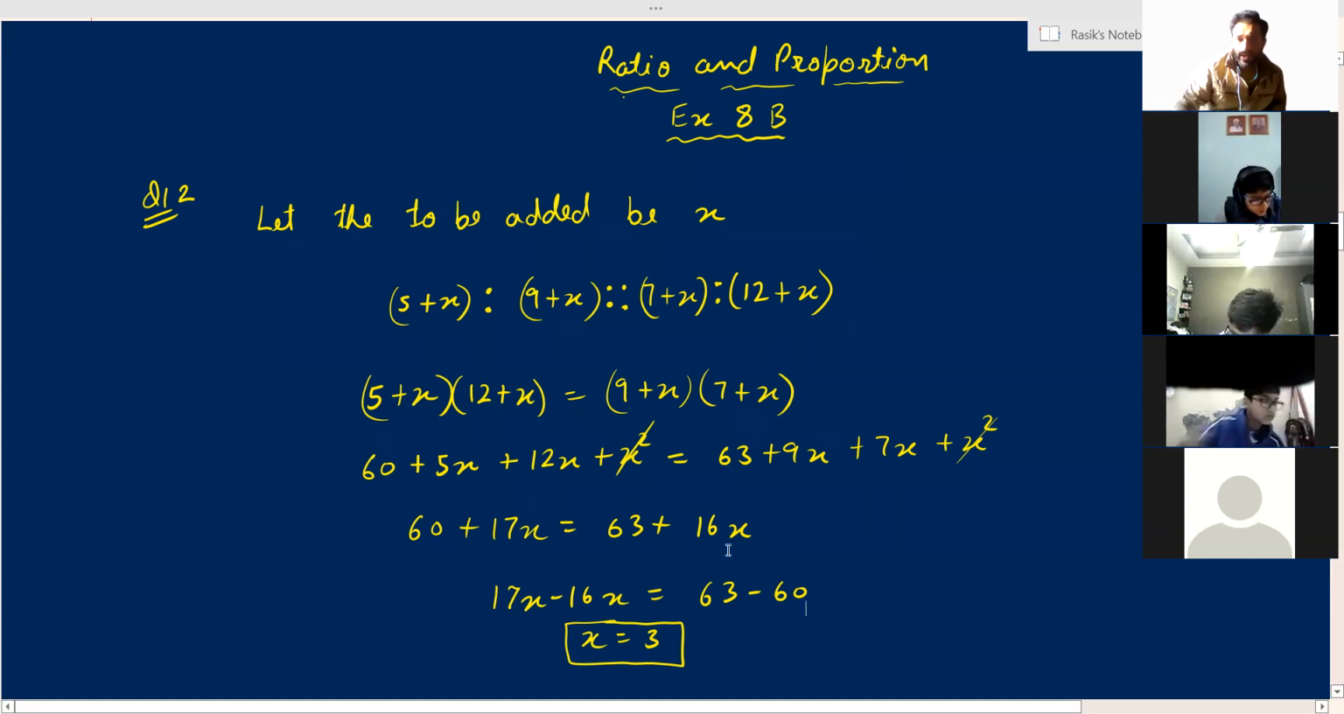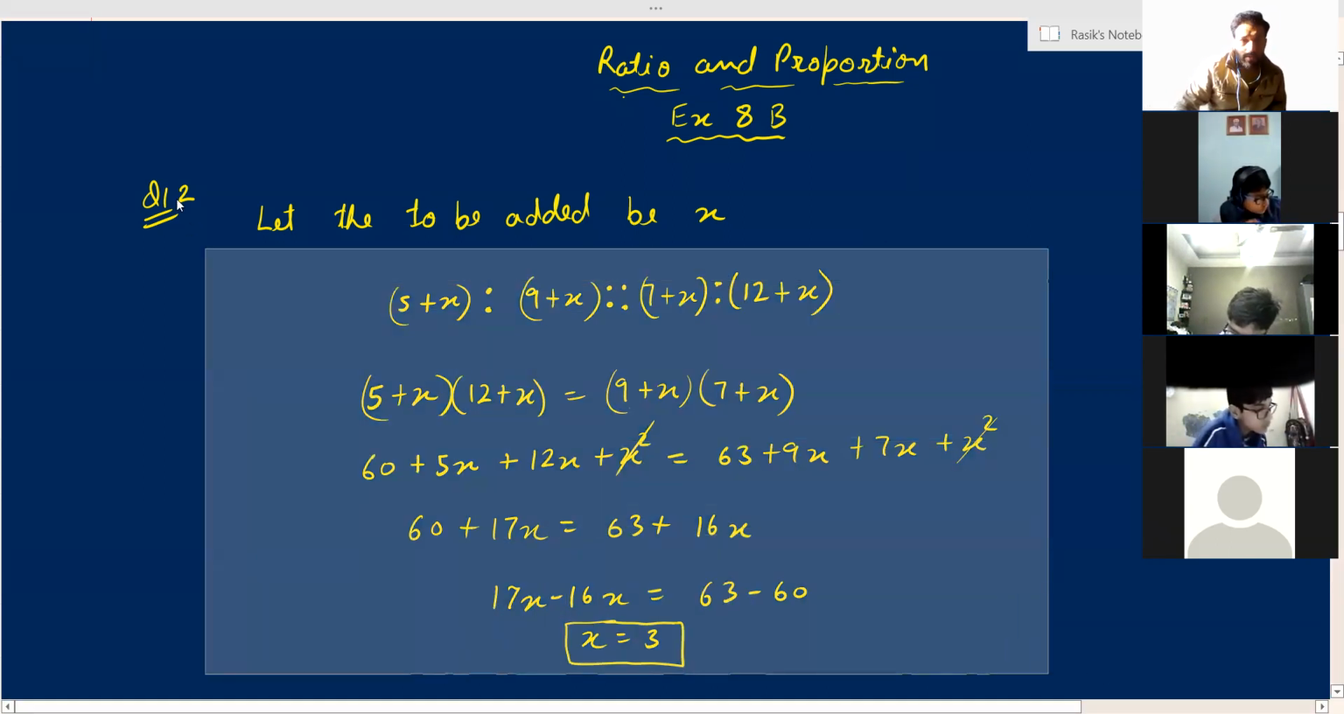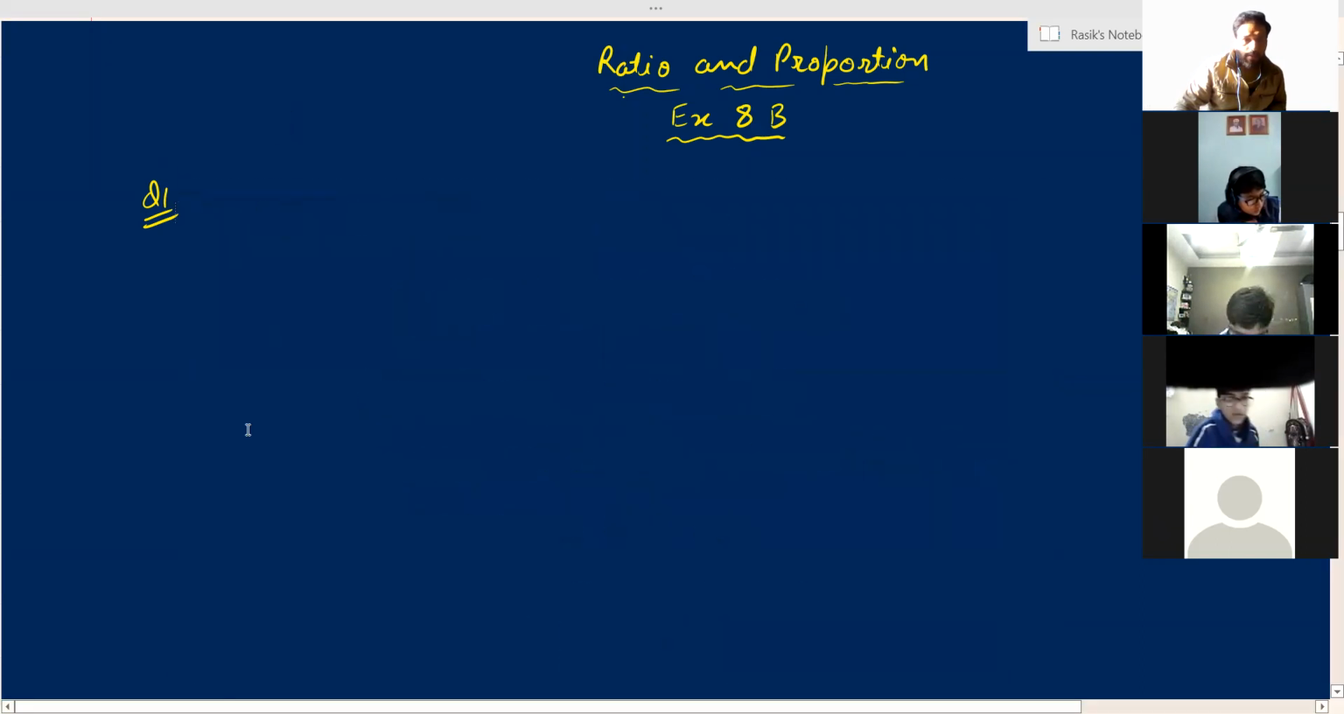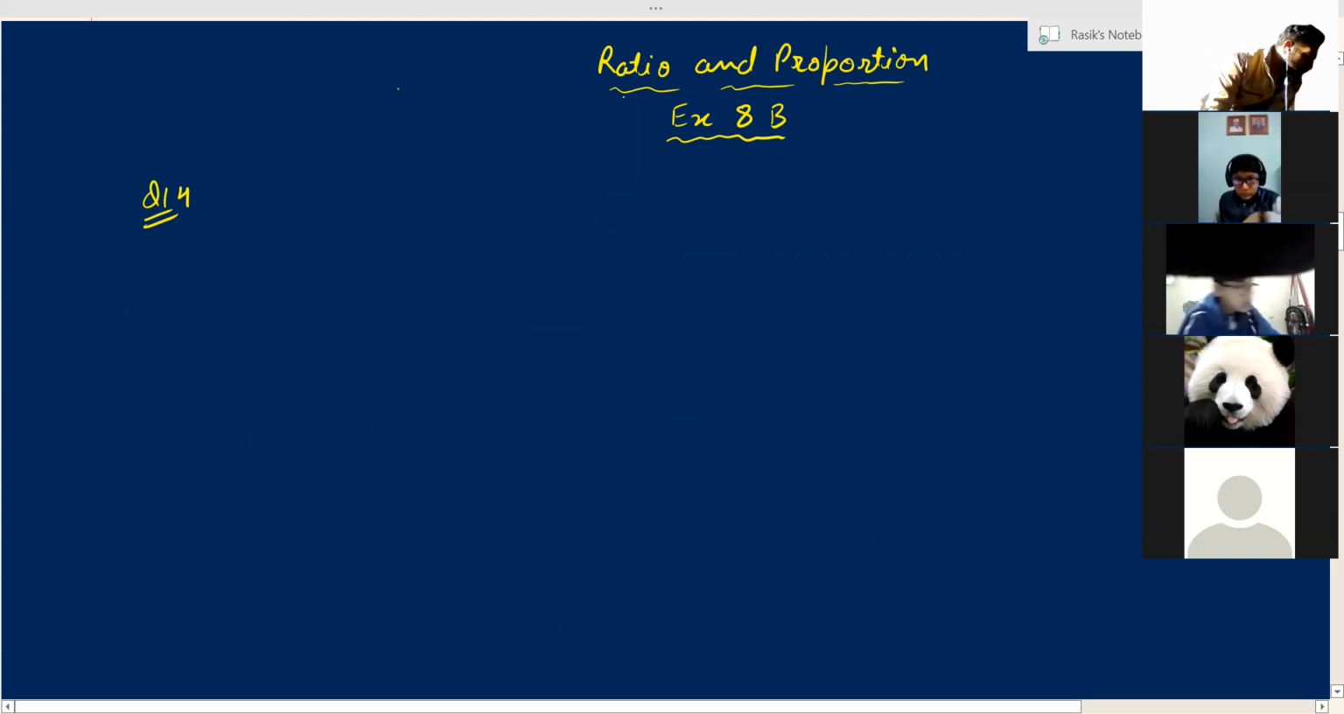So question number 14. Have you all read the question? The scale of a map is 1 is to 50 lakh. I will tell you the meaning of this. What is the actual distance between two towns if they are 4 centimeters apart on the map?